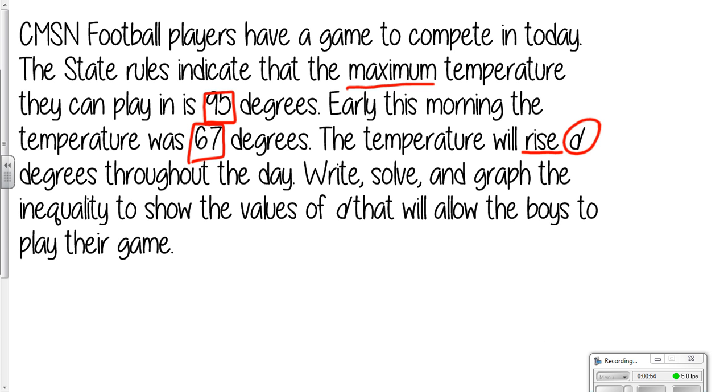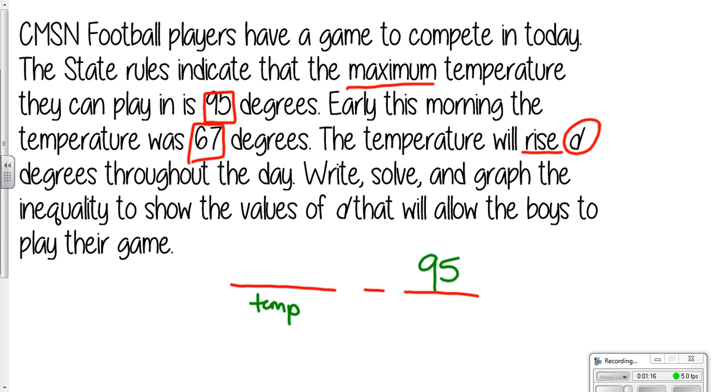I like to start word problems with the end in mind, okay? So we know that usually we've got a problem, the symbol, and an answer, right? The answer to this is that 95. That's the limit they've given us, okay? We know that the actual temperature that day needs to be less than 95. Now, where did I get less? Less isn't anywhere in the problem, right?